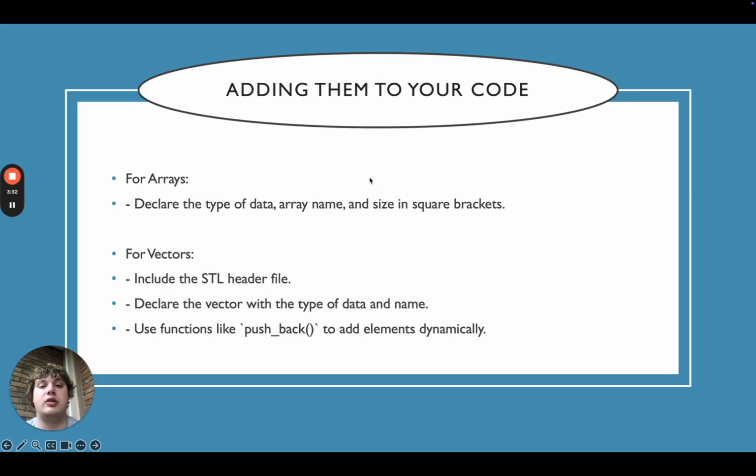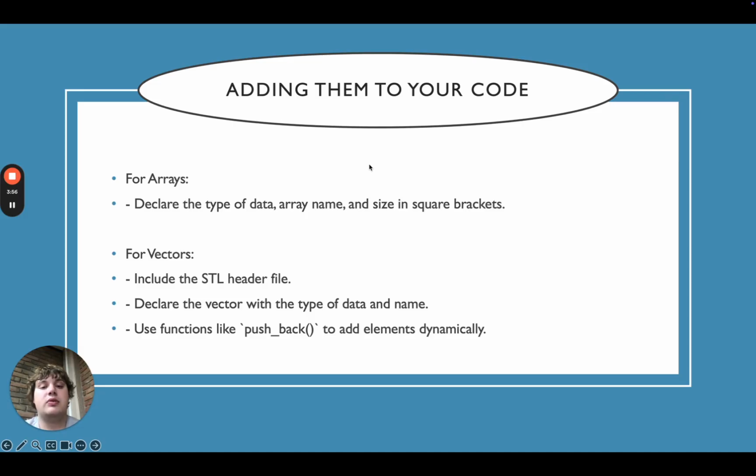How to add them to your code. For arrays, you start by declaring the type of data you want to store, followed by the array name and the size in square brackets. This tells the program how much memory to allocate for the array and what type of data it will hold. For vectors, you include the appropriate STL header, then declare the vector with the type of data it will store and the vector name. You can start adding elements dynamically using built-in methods like push_back.